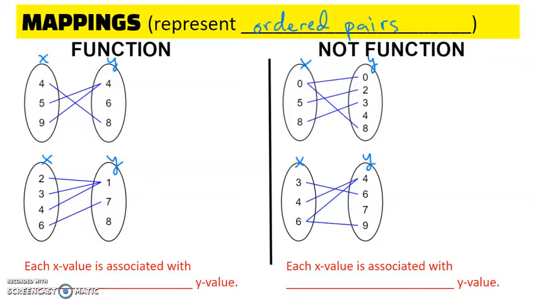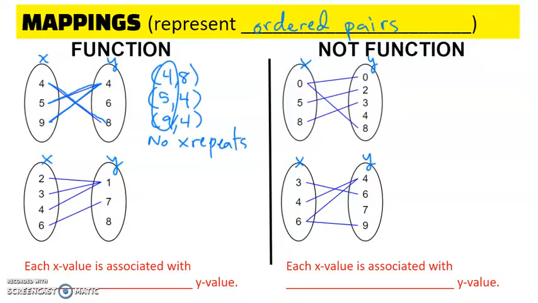The line connects the x and the y values. So this ordered pair, the 4 is connected to 8. So that ordered pair is 4, 8. The 5 is connected to 4, so 5, 4, okay? The 9 is connected to 4, so 9, 4. If I know that, I can look and see like no x repeats.